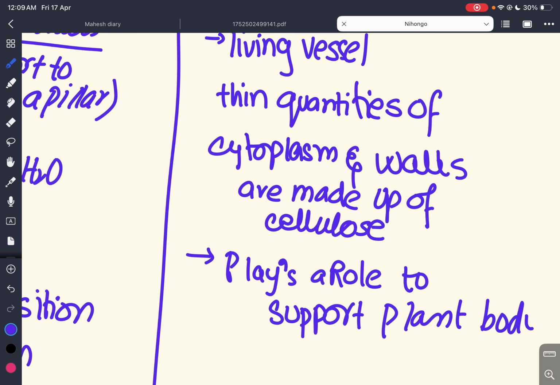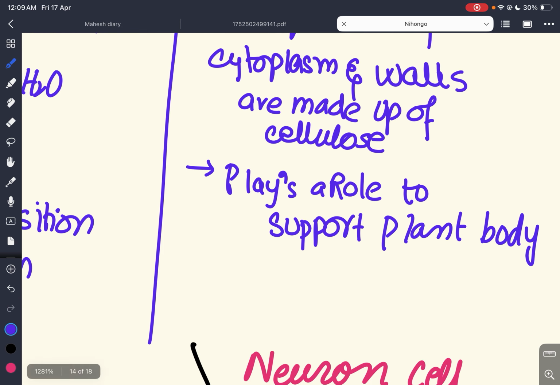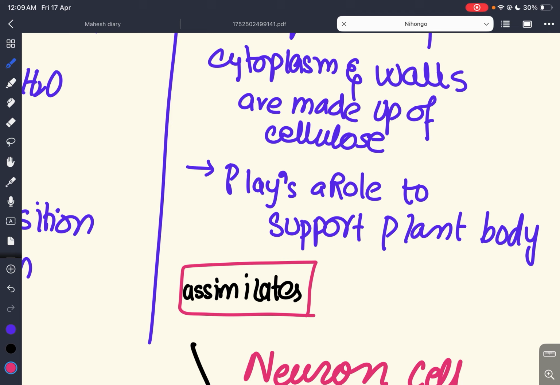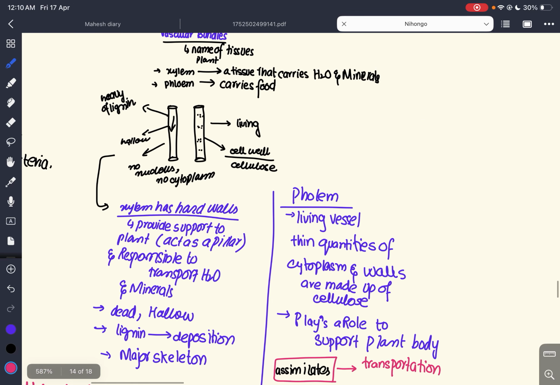It actually delivers assimilates. This is a word that you should know: assimilates. It means anything that the plant makes. These assimilates are present all over the plant, so its work is transportation within the plant. So that was all about the xylem and the phloem, which are the vascular bundle, and it is part of your syllabus.